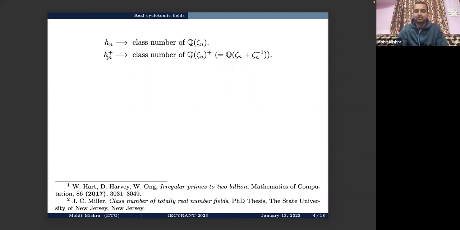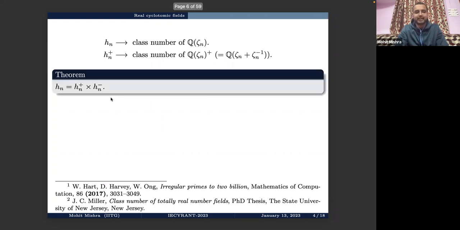Now we have a very beautiful theorem which says that we can factor h_n into h_n^+ and h_n^-, where h_n^+ is the class number of the maximal real cyclotomic field contained in Q(zeta_n), and h_n^- is known as the minus part of the class number of the nth cyclotomic field. This h_n^- is in particular very easy to understand, and we can explicitly calculate it using Bernoulli numbers. On the other hand, this plus part, the class number of the maximal real subfield of Q(zeta_n), is a bit complicated and quite mysterious, and to calculate it even for small values of n is very hard.